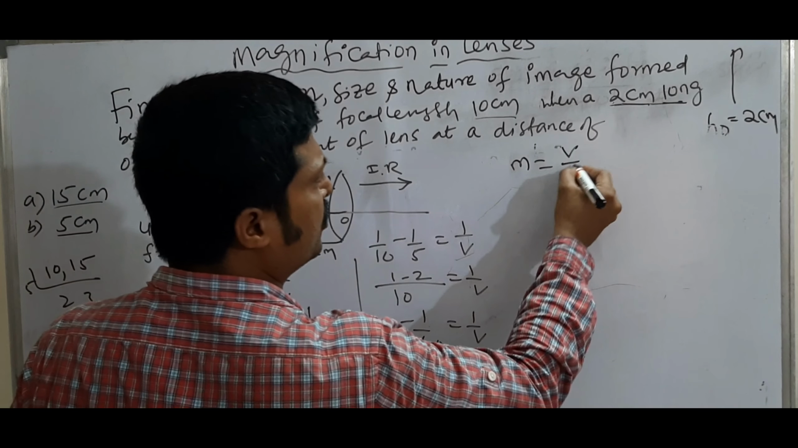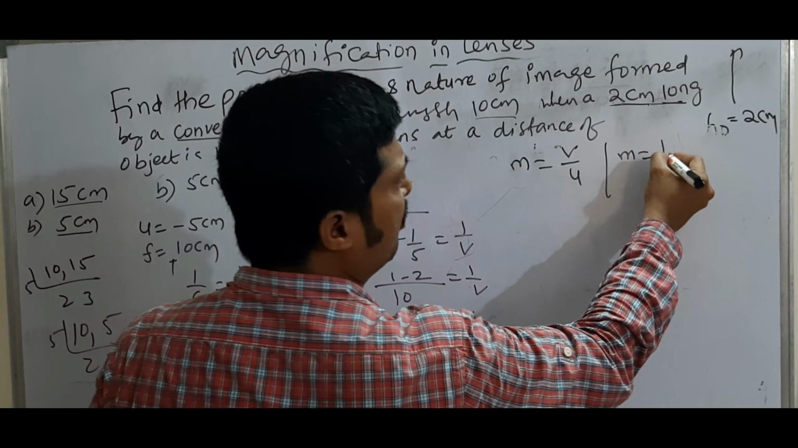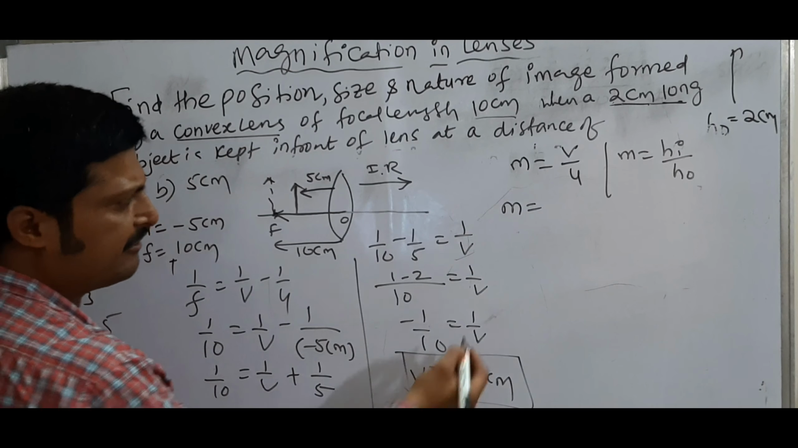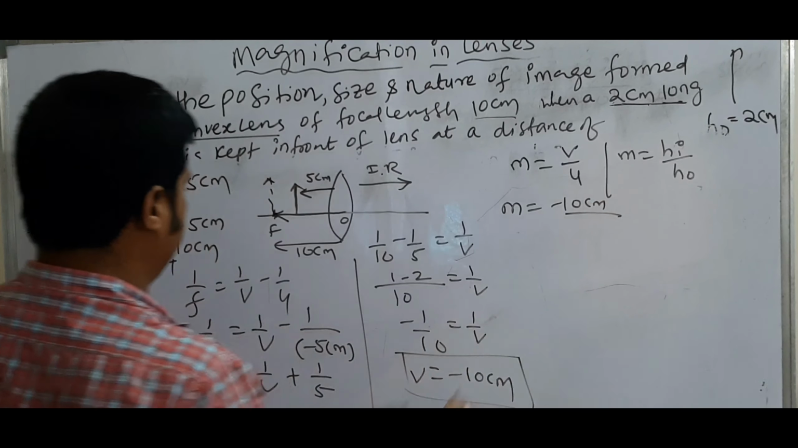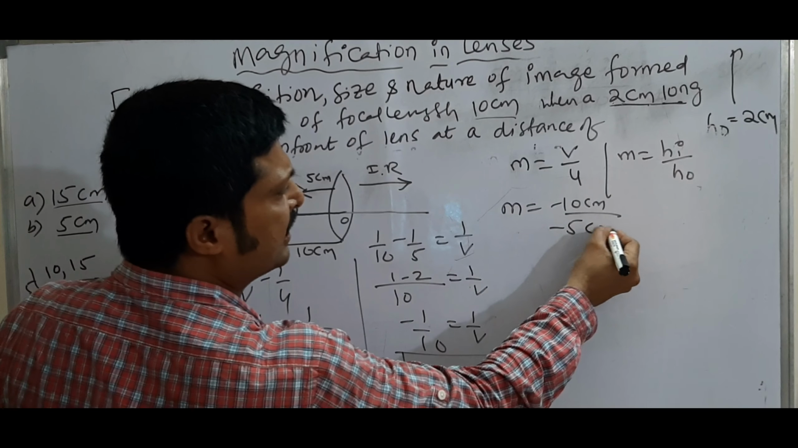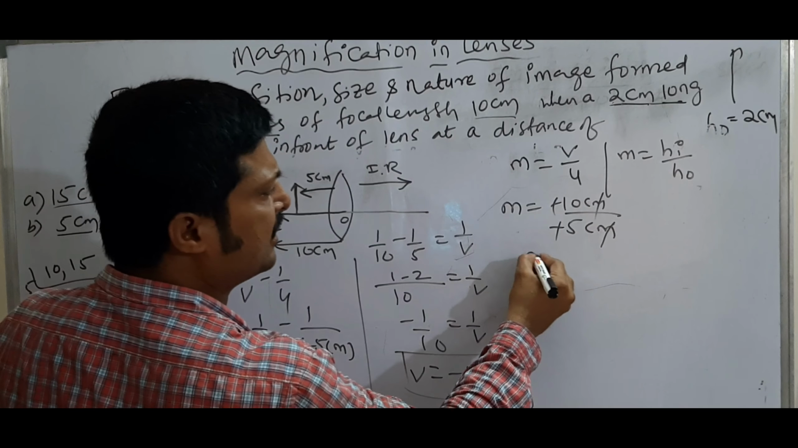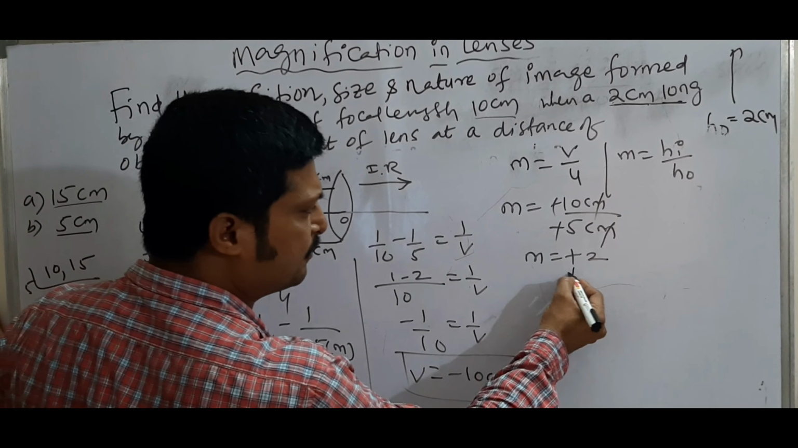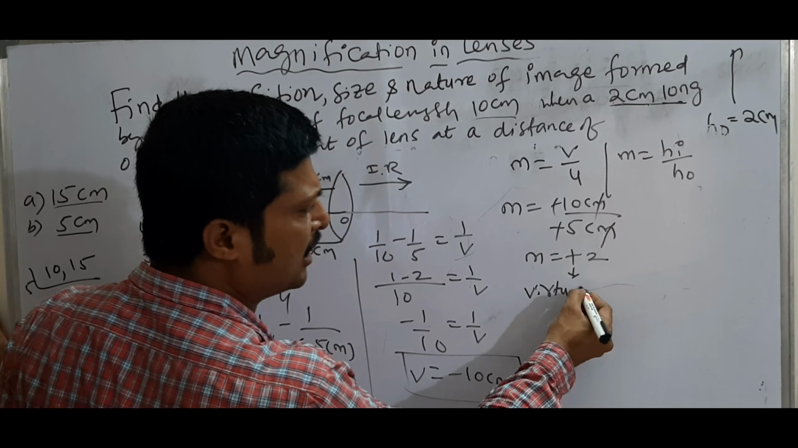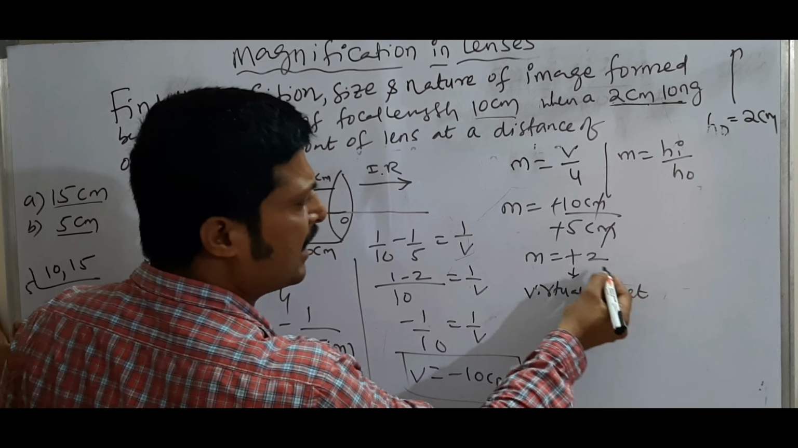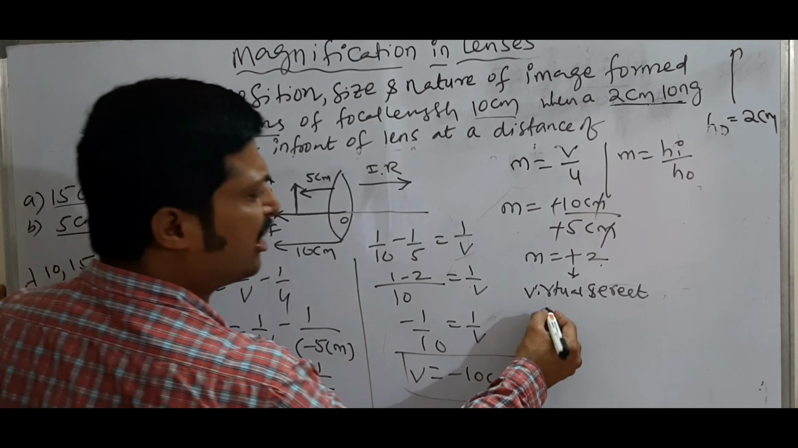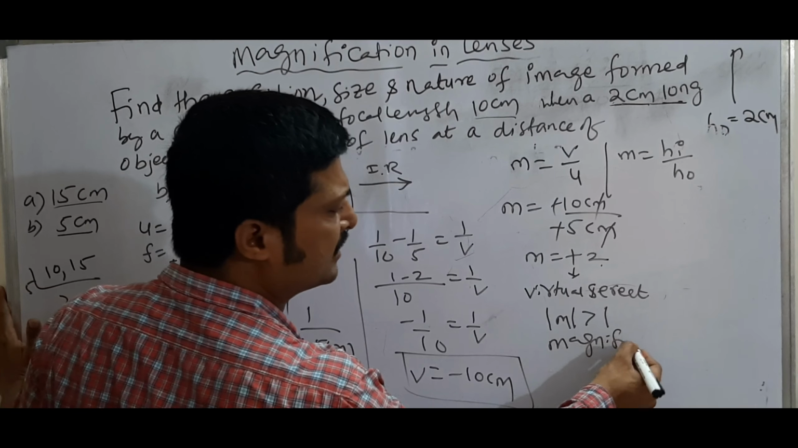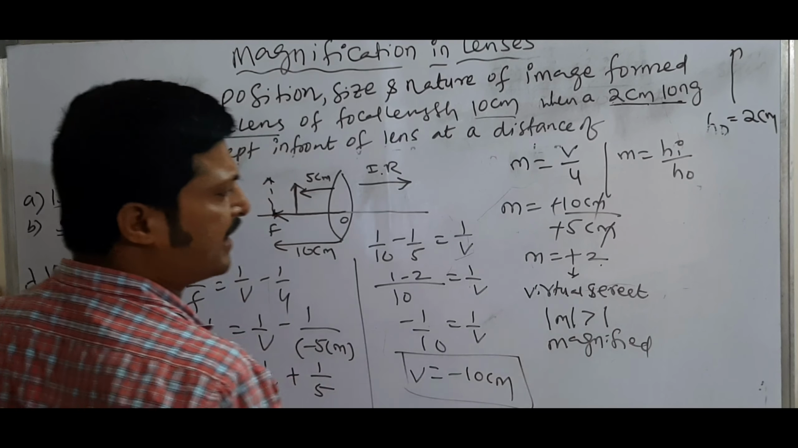Magnification equals v by u, and magnification equals height of image by height of object. So magnification is equal to v, which is minus 10 centimeters, by u, which is minus 5 centimeters. Centimeters get cancelled, minus 1 gets cancelled. Magnification is equal to plus 2. Here magnification is plus. Plus means which image? Virtual and erect. And 2 means magnification is greater than 1, which means a magnified image. So the image is virtual, erect and magnified.